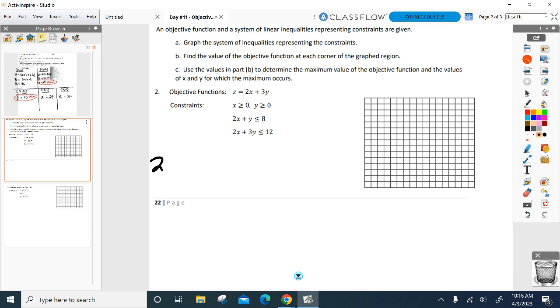All right, let's find the intercepts for these 2, though. Go ahead. There's nothing I need to hold your hand about. We've done this the last couple days.